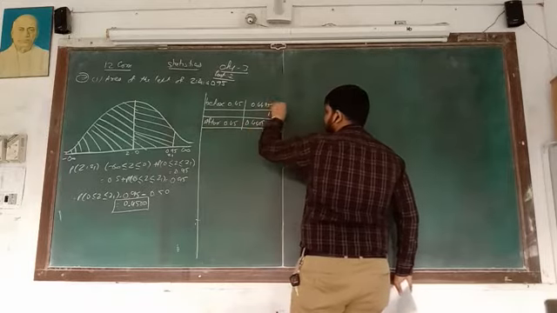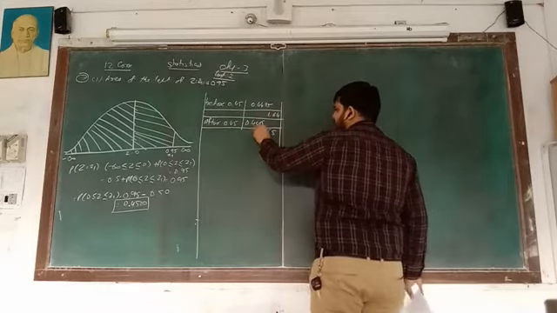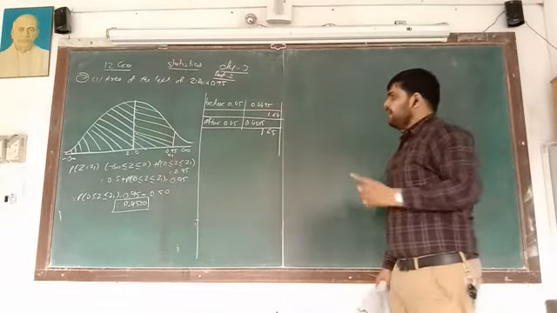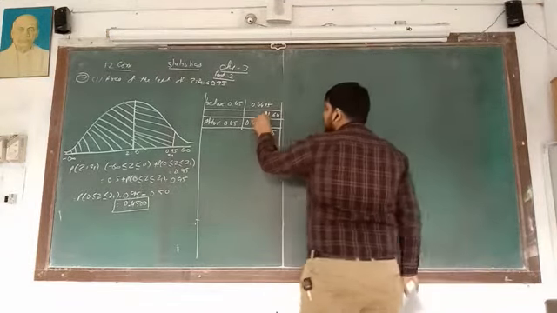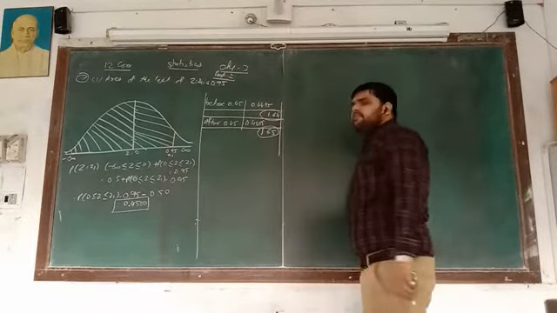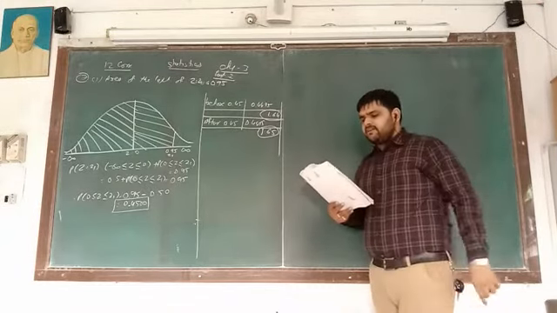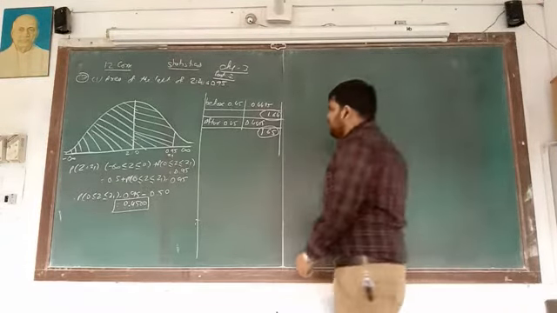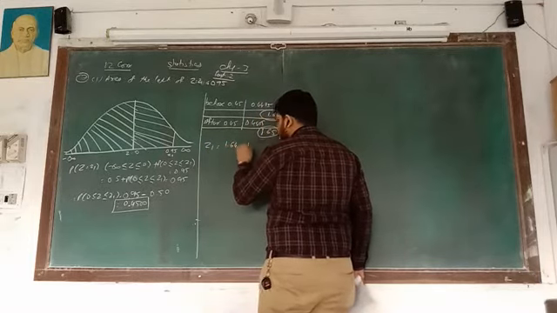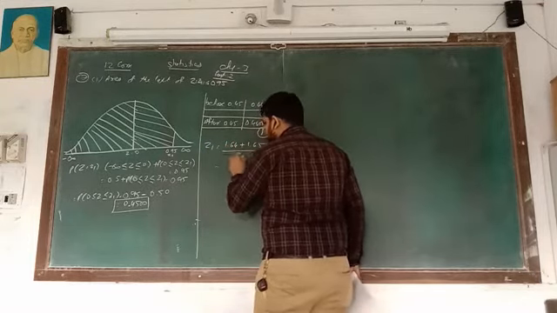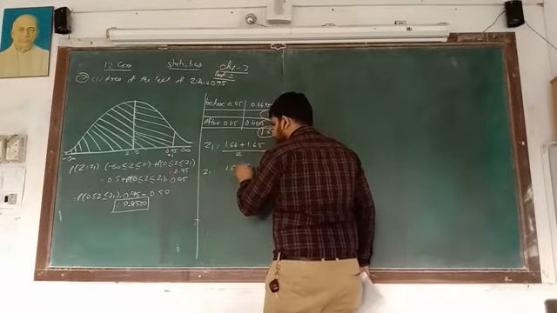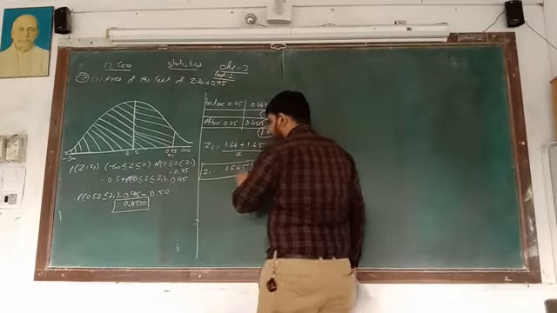Now what do we have to do? We have to take the average of both, 1.64 and 1.65. So Z1 is equal to (1.64 plus 1.65) divided by 2, so Z1 is equal to 1.645. This is the value of Z1.